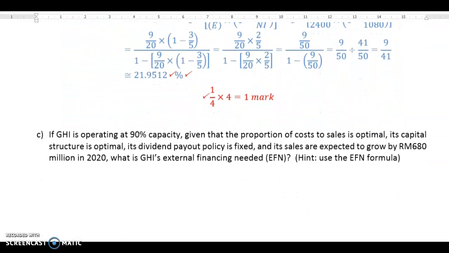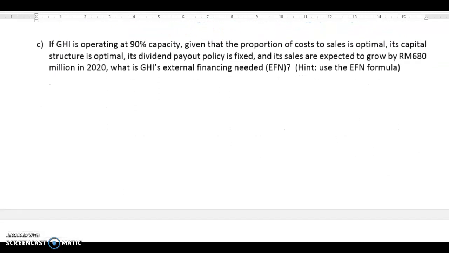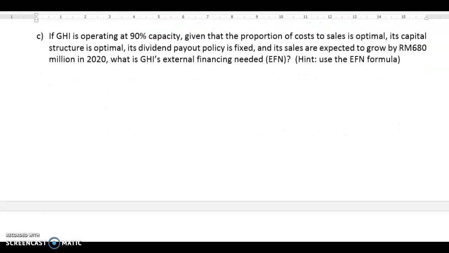It's more complex, or more tedious. It's not very difficult, it's just tedious. If GHI is operating at 90% capacity, that's the complication here. The company is not operating at full capacity, it's only operating at 90% capacity. Given that the proportion of cost to sales is optimal, note that here assets to sales is not optimal because it's not at full capacity. And its capital structure is optimal, so this is another assumption. Its dividend payout policy is fixed, so this is another variable that is fixed here.